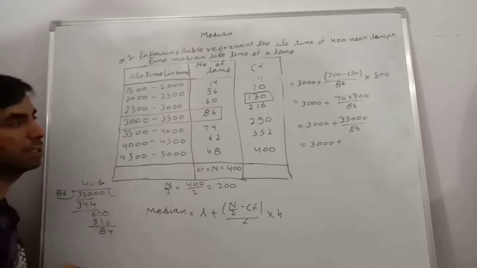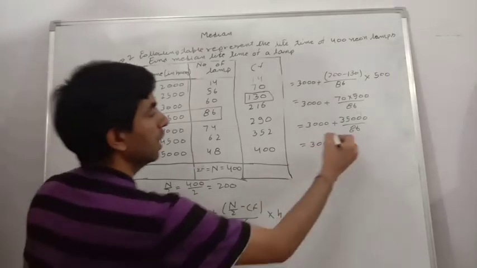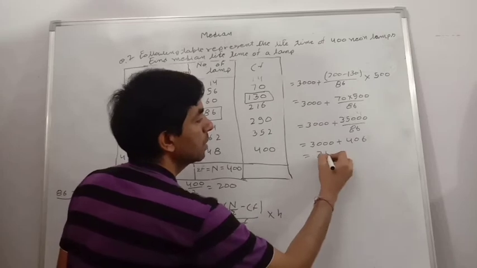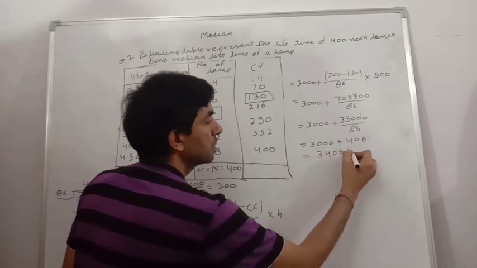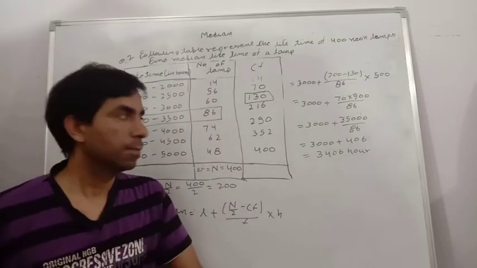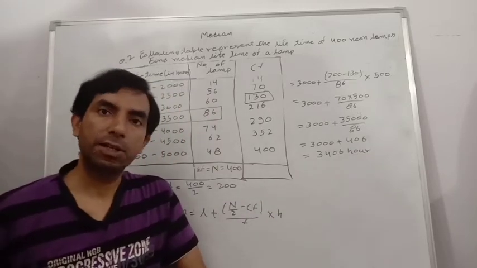Then we got our answer: 406 point something. So write it 406. Now we add it. Then we got 3406 hours. It is our median. So thank you. So let's take another question.